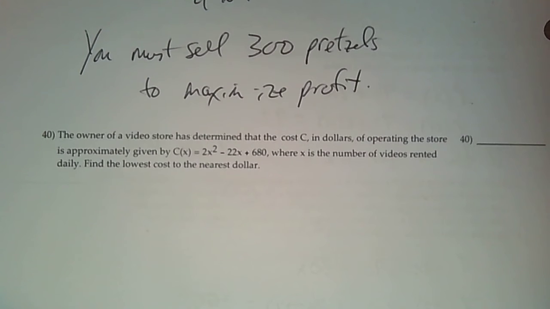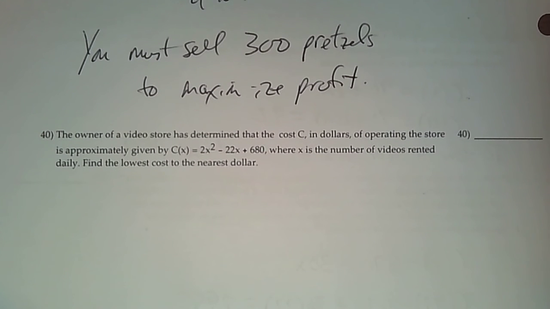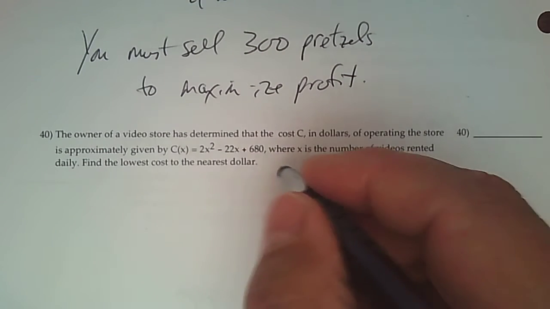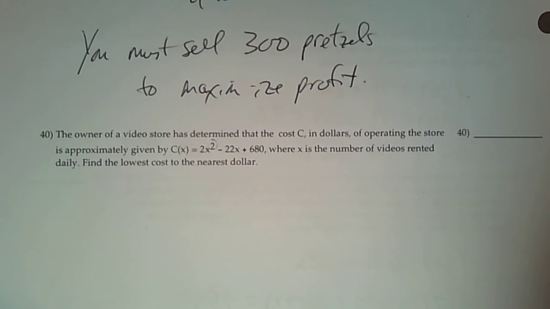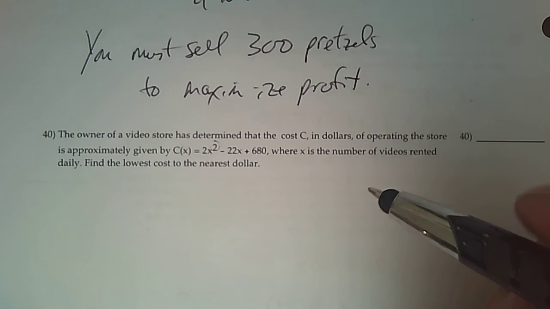Here we go. The owner of a video store. What the hey is that? A video store, like Blockbusters. Determine the cost, C, in dollars of operating is given by this equation. Again, can you tell it's a quadratic, where X is the number of videos rented daily. Crazy stuff. It's like the 90s. Find the lowest cost to the nearest dollar.